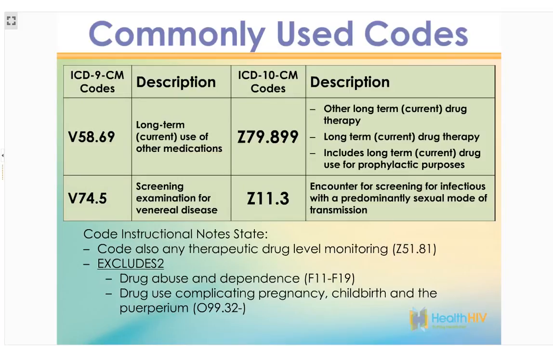Long-term use of medication in ICD-10, Z79.899. The terminology, other long-term current drug therapy. So if you have a patient that's on long-term use of any type of HIV meds, your code is Z79.899. And this code is here twice, and I apologize.